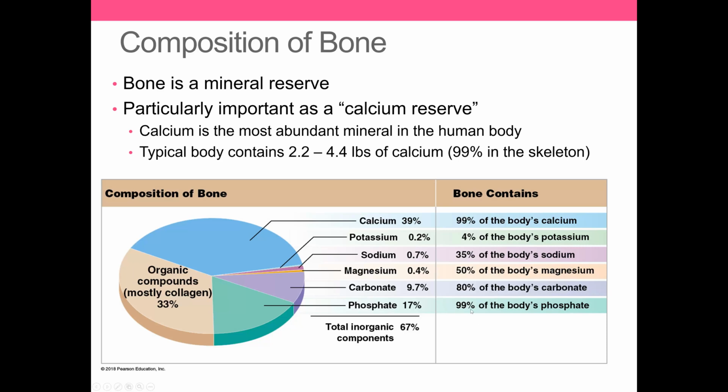It also contains 99% of the body's phosphate, but calcium regulation is very tightly controlled by the body because, as we're going to see in later chapters this semester, calcium can really affect the function of your muscle cells and your nerves. Calcium is the most abundant mineral in the human body. Your body typically contains anywhere from 2.2 to 4.4 pounds of calcium, and 99% of that is in your skeleton.